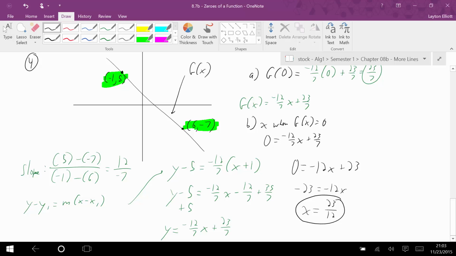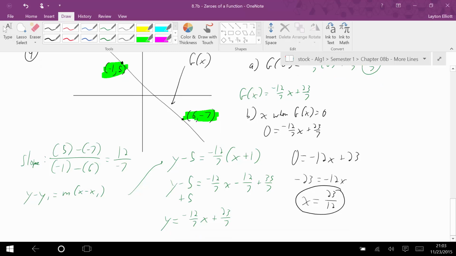So I had to actually get the equation of the line. I couldn't just look at the graph. I had to use these points to get the equation of the line. So you can always get it from the equation.